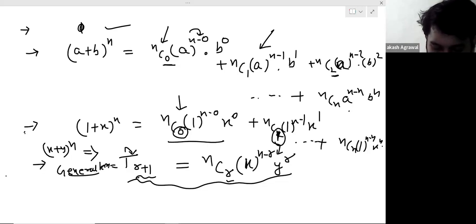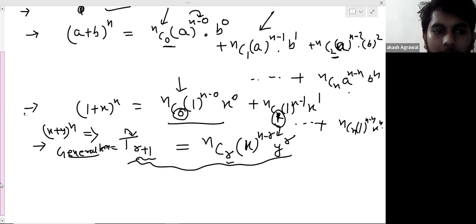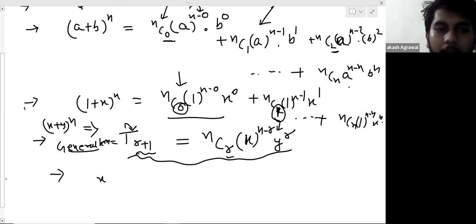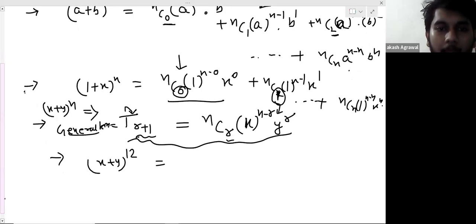T(r plus 1) is the general term. I'll explain what this means. Look, if we have (x plus y) to the power 12, someone says, what is the fifth term? Then we are not going to open and write all 5 terms. What we'll do, we'll write the general term. So what we want is T5.